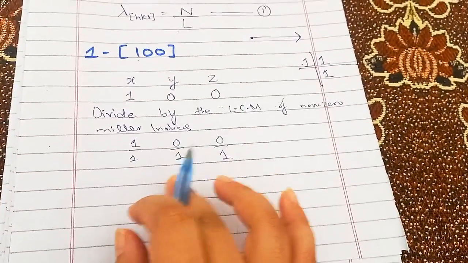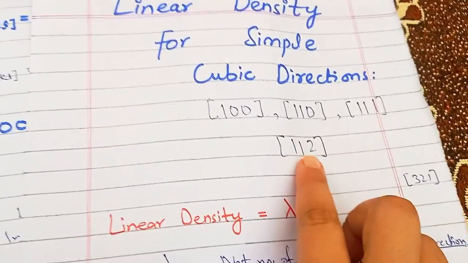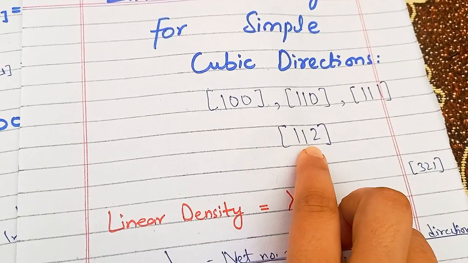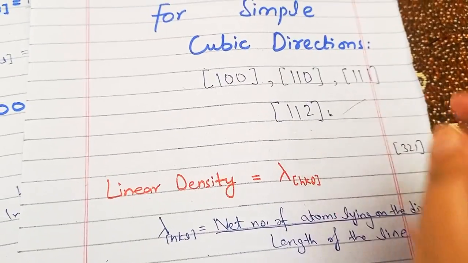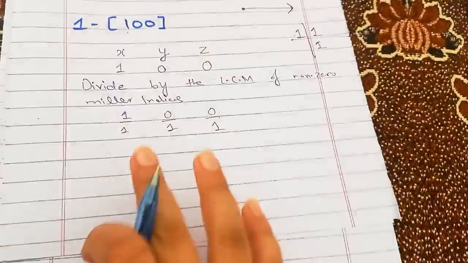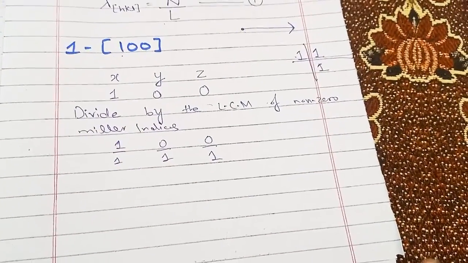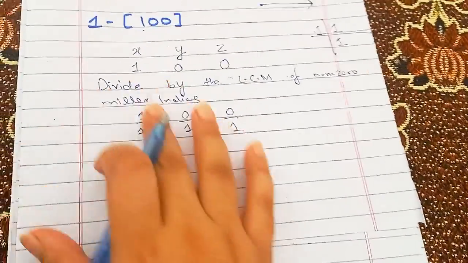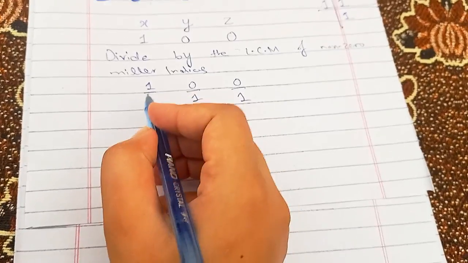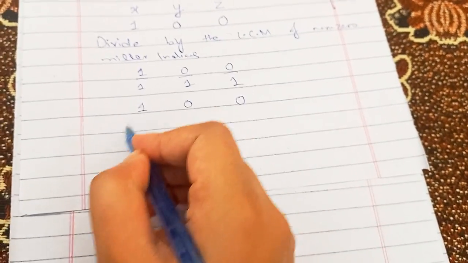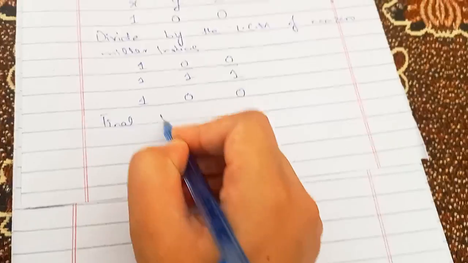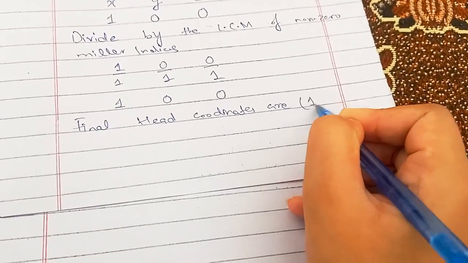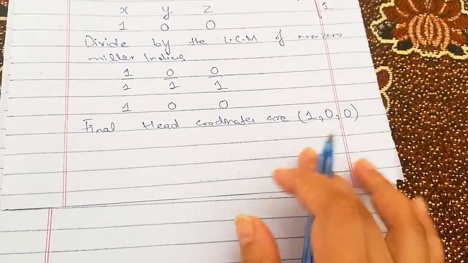The importance of this step will be clarified in the directions where there are numbers other than 1. You will see its influence on those directions, because this is a really important step while drawing the directions from Miller indices. We have to divide by the LCM of non-zero Miller indices. So we did it here, and it's 1 again, 0 and 0. So these are the final head coordinates: 1, 0 and 0, separated by commas.